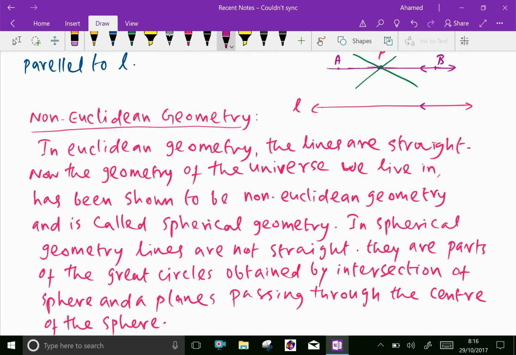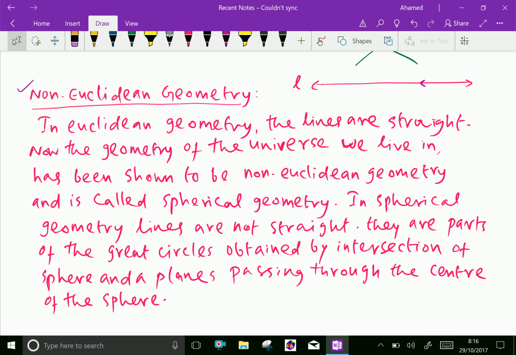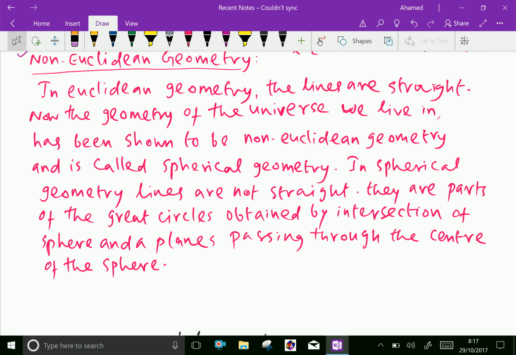Non-Euclidean geometry. In Euclidean geometry, the lines are straight. Now, the geometry of the universe we live in has been shown to be non-Euclidean geometry and is called spherical geometry. In spherical geometry, lines are not straight. They are parts of the great circles obtained by the intersection of a sphere and a plane passing through the center of the sphere.